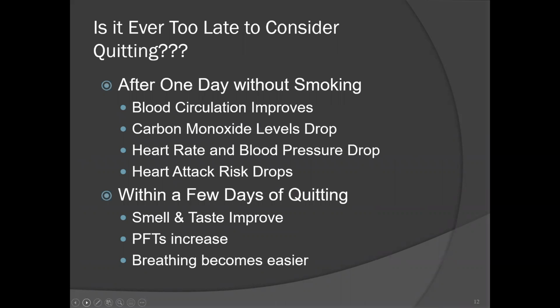Is it ever too late to quit? So I should have said this earlier on in the presentation, but I smoked. I'm embarrassed to say, but it is what it is. You can't change what you did wrong. So I quit now. It's a little over 15 years ago. So I can attest to some of these.